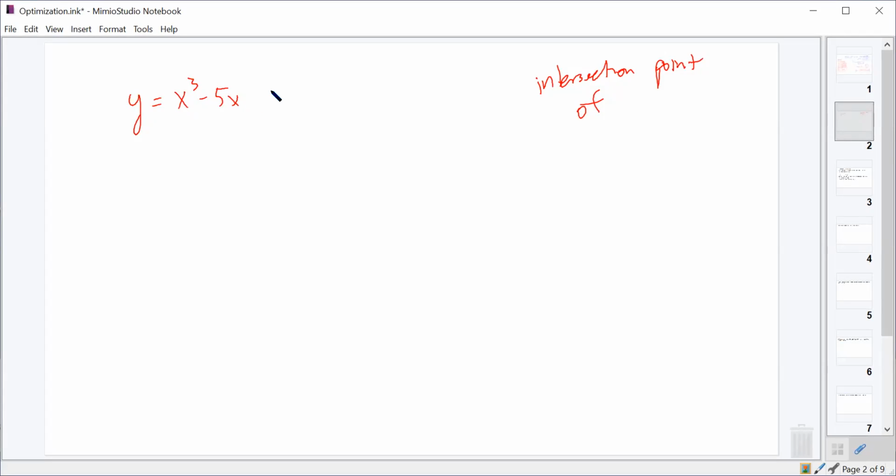Somebody has suggested sine or cosine. Okay, let's do a sine or a cosine one. How about y equals x cubed minus 5x and y equals sine x plus 6. So we want to find the intersection point of those two functions. So when do two functions intersect with each other?